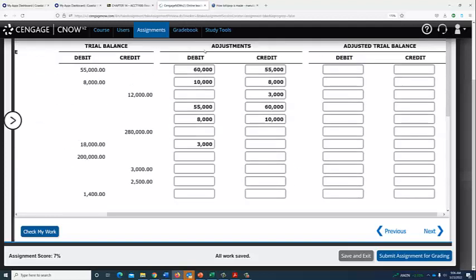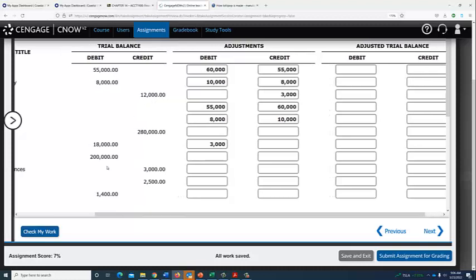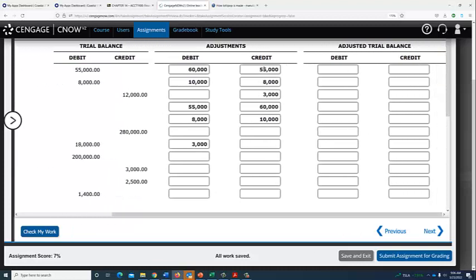Okay, so we need to complete our adjusted trial balance. So this is our merchandise inventory account. Okay, the $55,000 goes away. It's a $55,000 debit and a $55,000 credit. Bring the account to zero. The only thing I'm left with is a $60,000 debit. So that's the balance in my merchandise inventory account.